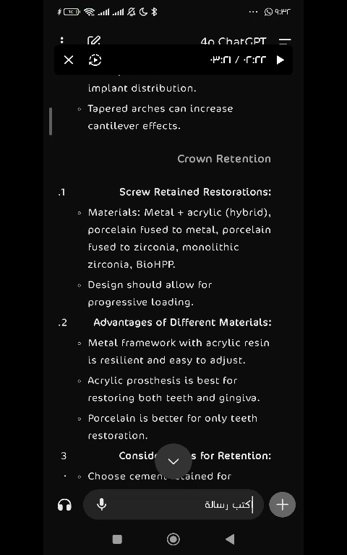13. Crown retention. Screw retained restorations. Materials: metal plus acrylic hybrid, porcelain fused to metal, porcelain fused to zirconia, monolithic zirconia, bio-HPP. Design should allow for progressive loading.